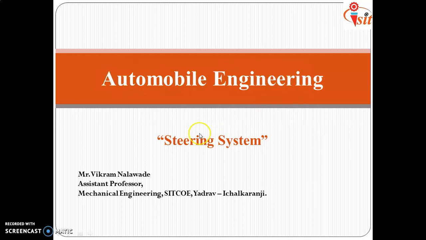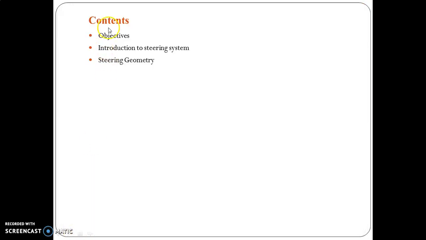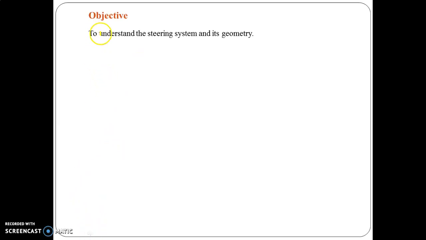Automobile engineering, in which we'll start unit number 2, that is the steering system. So let's start today's lecture with the content of this presentation, in which we will cover objective, introduction to steering system, and steering geometry. So let's start with the objective. Objective of today's lecture is to understand the steering system and its geometry. So first of all, let's start with what is steering system.